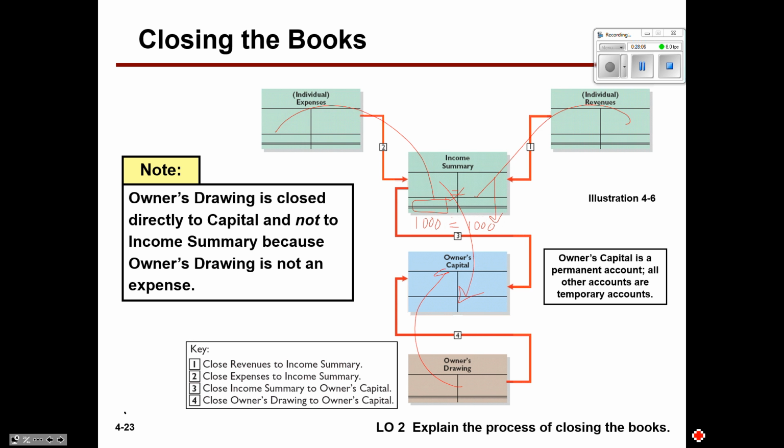Owner's drawing gets plunked up to capital. I like mine better. The key, and this is what I already did, we close revenue, we close expenses, we close income summary, we close drawing. Another word for close is zero out. This key went into depth a bit more. Close revenue into income summary, close expenses into income summary, close income summary into capital, close drawing into capital.